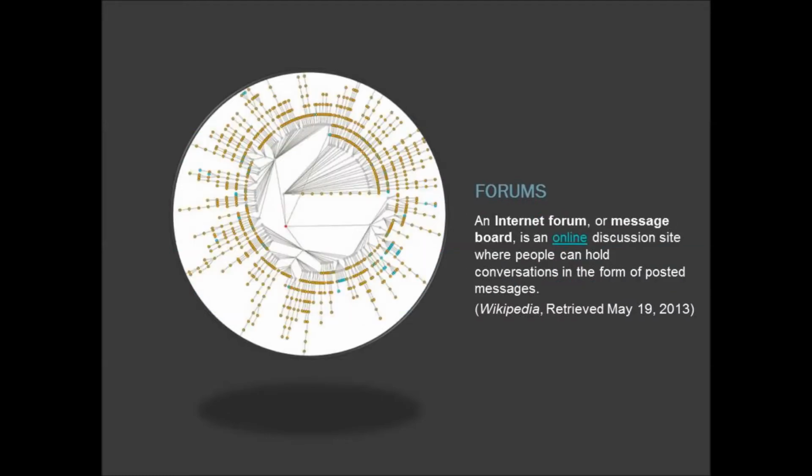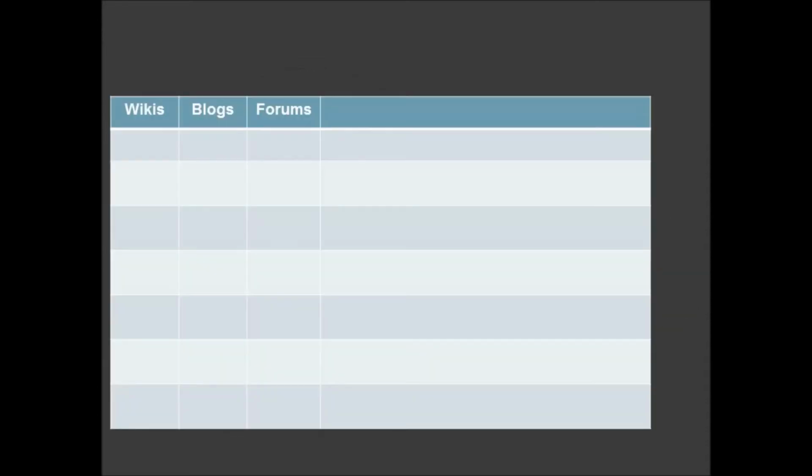An internet forum or message board is a discussion site where the discussions are usually threaded and where people hold text-based conversations around one or more issues. People often ask about the similarities and differences between wikis, blogs and forums.